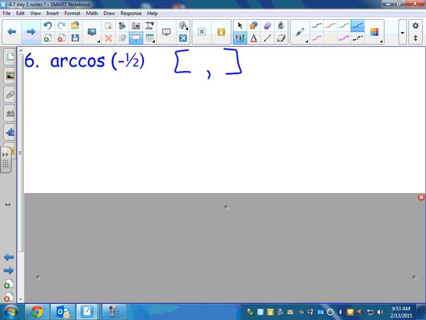What's the restriction for cosine? Where do I have to give my answers? 0 to pi. So that's quadrant 1 and quadrant 2, positive angles only. And this is saying, where does cosine equal negative 1/2? You don't ever have to write that down, but if it helps you, write it down. You're trying to find what angle has a cosine of negative 1/2 between 0 and pi. There's only one place.